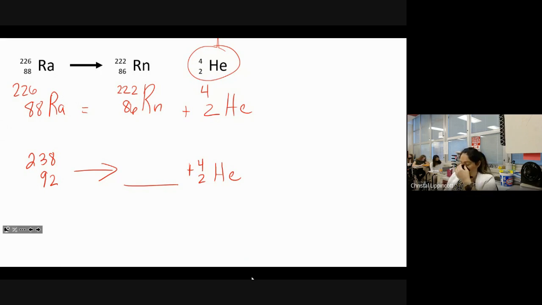All right, let's see what you got here. Good. Okay. So what would our top number be here? 234. Okay, because 234 plus 4 equals 238. And what would my bottom number be? 90, because 90 plus 2 gives us 92. And then element 90, is it Pa? Okay, I don't have my glasses. Thorium. Th. Okay, sorry. If I don't have my glasses on, I'm kind of a fish out of water.